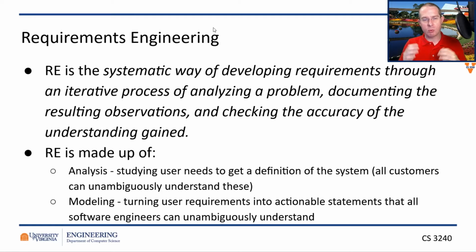So requirements engineering: the systematic way of developing requirements through an iterative process of analyzing a problem, documenting the resulting observations and checking the aggregate. Yeah, basically the same ideas that we apply to software engineering versus coding, right? Coding is, I'm going to go in and slam out some code in VS Code and make something appear on the screen. Two thumbs up, that's awesome. Software engineering is the systematic way of building software so that it's meant to last, so that you make sure you take into account everything you need to understand.